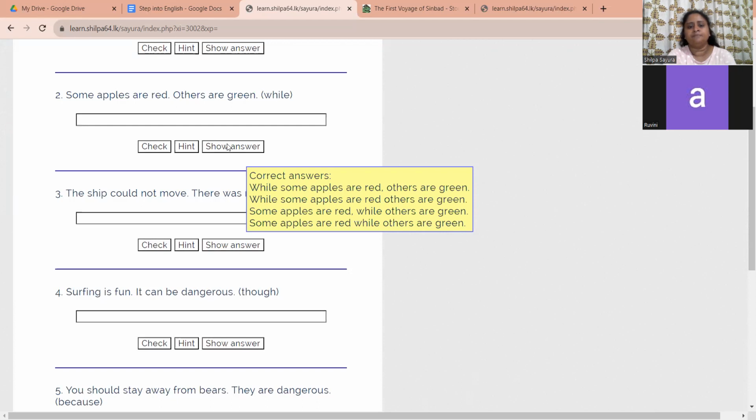Okay. So you can put the subordinate conjunction at the beginning or in the middle of the sentence. Some apples are red while others are green. While some apples are red, others are green. Okay.